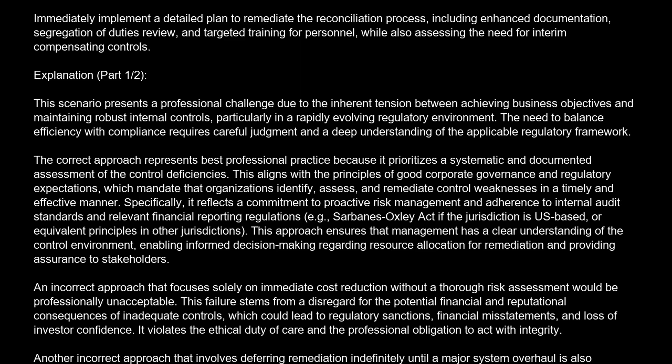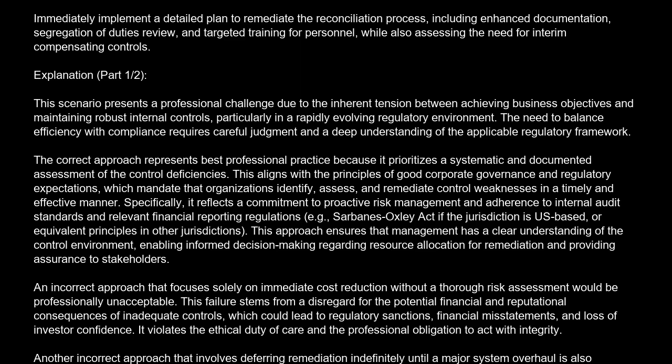Specifically, it reflects a commitment to proactive risk management and adherence to internal audit standards and relevant financial reporting regulations, e.g., Sarbanes-Oxley Act if the jurisdiction is U.S.-based, or equivalent principles in other jurisdictions. This approach ensures that management has a clear understanding of the control environment, enabling informed decision-making regarding resource allocation for remediation and providing assurance to stakeholders.